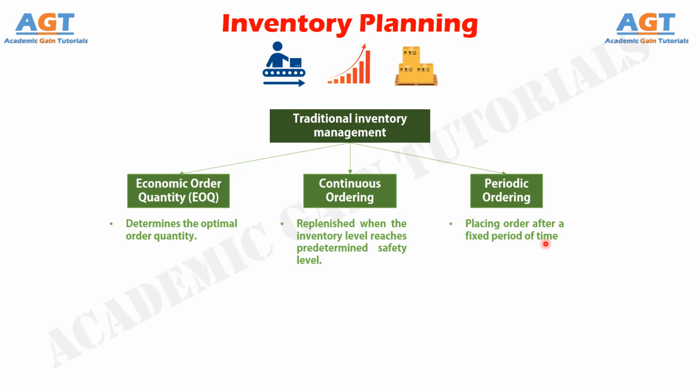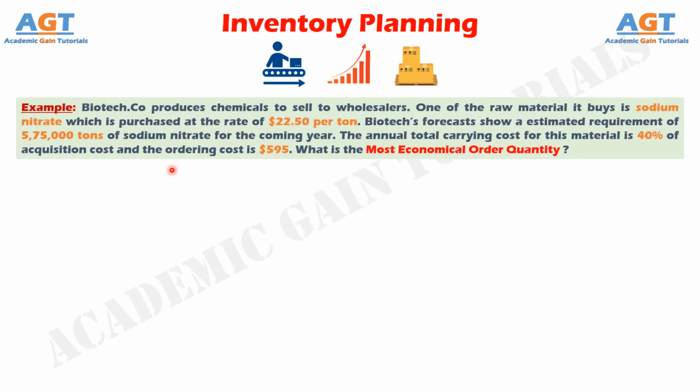Now, as we have said earlier, let's discuss the economic order quantity model with a mathematical example. The problem states that Biotech Corporation produces chemicals to sell to wholesalers. One of the raw materials it buys is sodium nitrate, which is purchased at the rate of $22.50 per ton. Biotech's forecasts show an estimated requirement of 575,000 tons of sodium nitrate for the coming year. The annual total carrying cost for this material is 40% of acquisition cost and the ordering cost is $595. We have to find out what is the most economical order quantity.